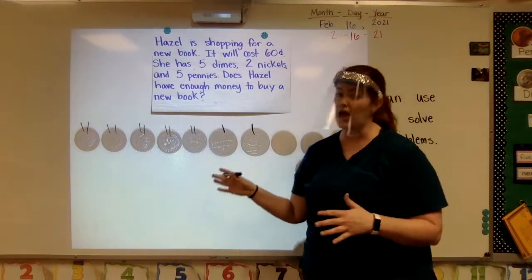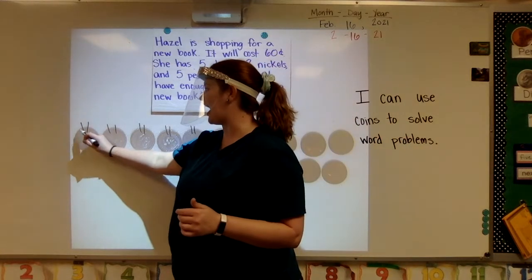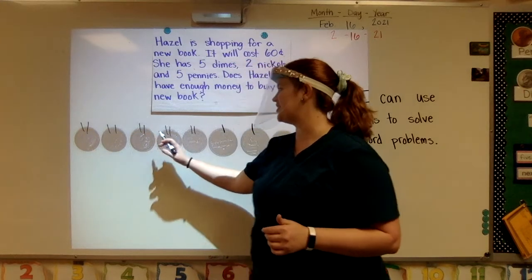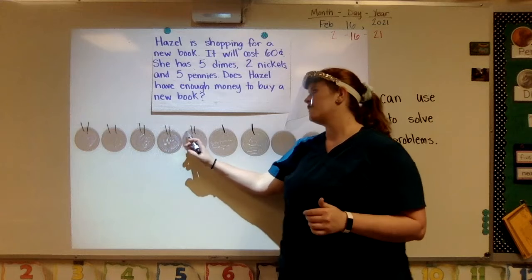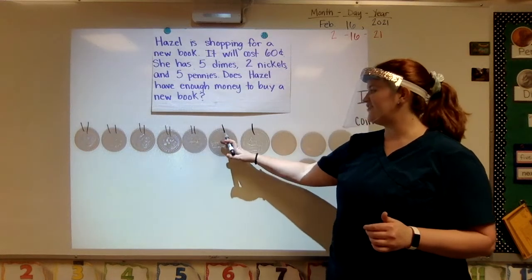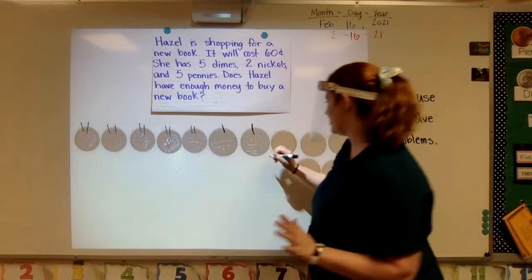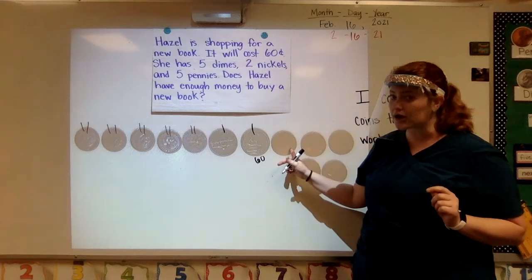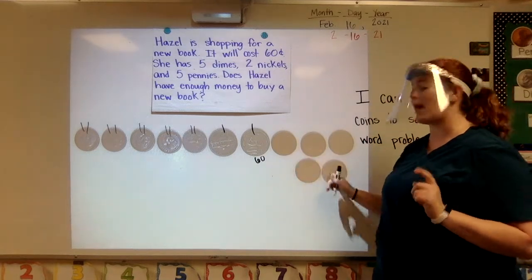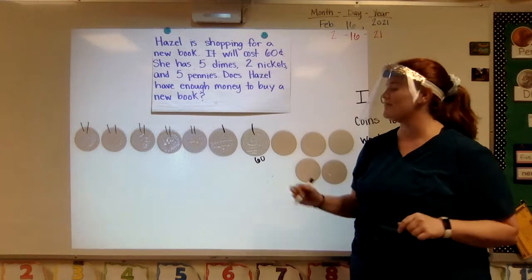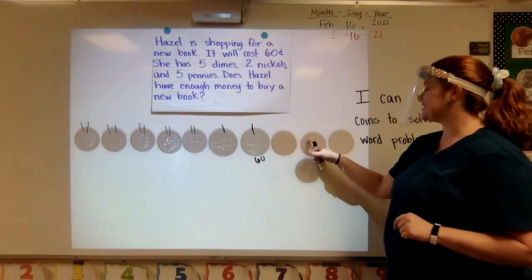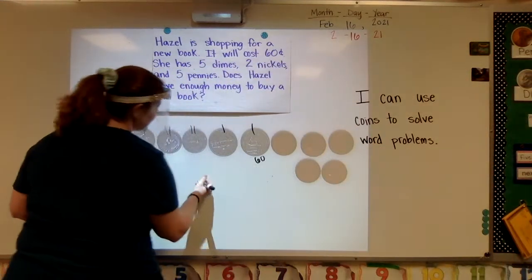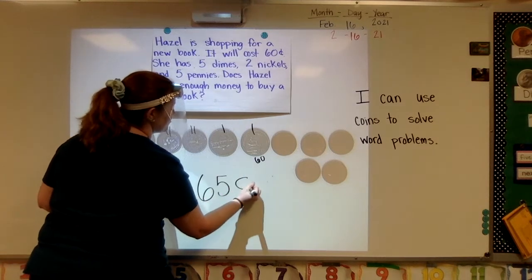Okay, let's determine the value of this set of coins. Ready? 5, 10, 15, 20, 25, 30, 35, 40, 45, 50, 55, 60. Okay, I'm going to pause right here. I'm going to write 60 so I don't forget. And now I'm going to switch my brain. I'm not skip counting by fives anymore. I'm just going to count on by one because a penny is only worth one. So I have 61, 62, 63, 64, 65. So Hazel has 65 cents.